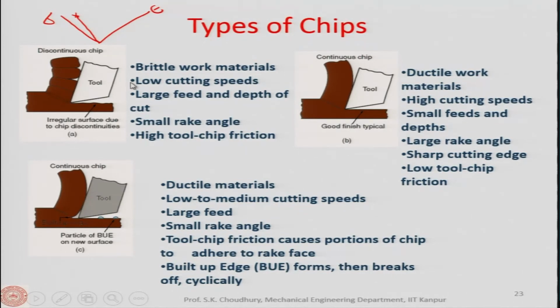The conditions which should be met for discontinuous chips to occur are a brittle workpiece material, as I said, like cast iron, for example, which is a representative brittle material. Low cutting speed; here it was high cutting speed, so it is the opposite. In fact, all the parameters are opposite to the conditions for which continuous chips occur: large feed and depth of cut, small rake angle, and high tool-chip friction. When all these factors exist, the chip will be a discontinuous chip.